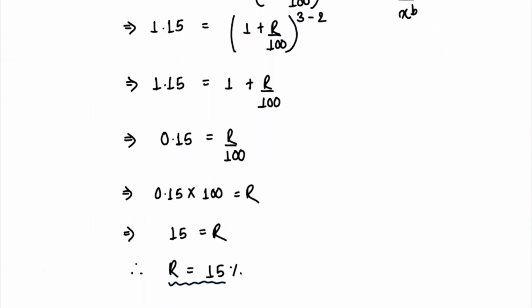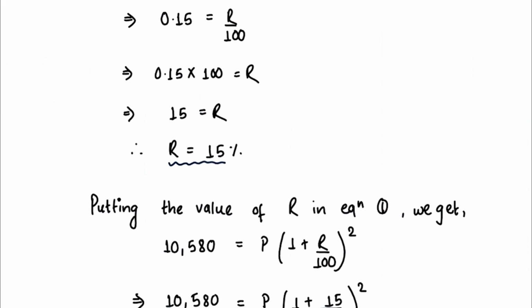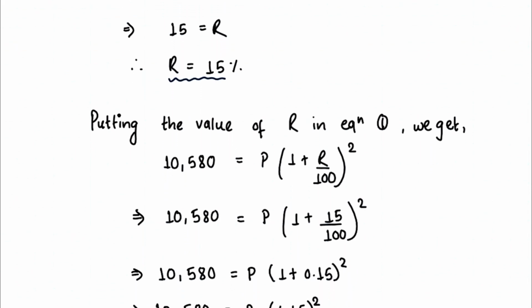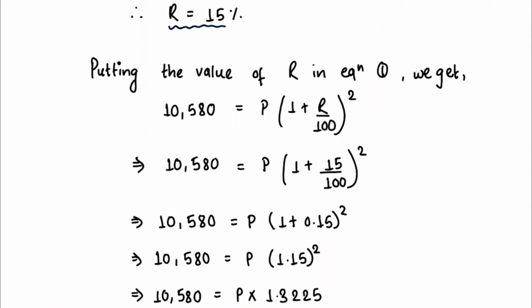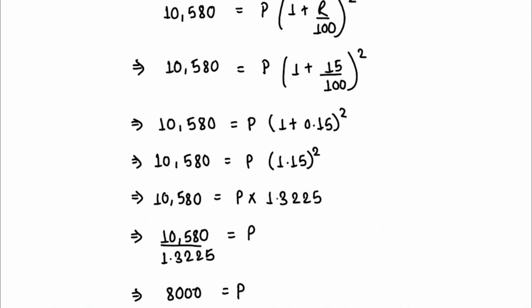After finding the value of r, what you do is you put the value of r that you just got in any of the equations that you have. And then by putting the value of r, you can easily find the p as well. So in this way, you can find the principal, the sum of money, as well as the rate of interest, okay?